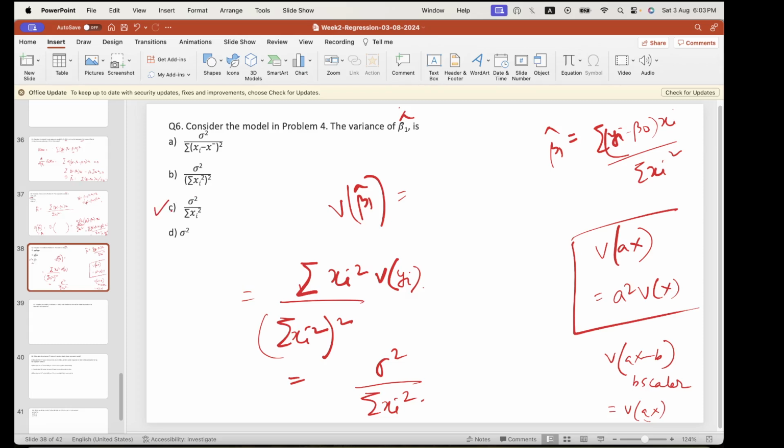Is it clear? 1 by summation xi square whole square comes out. Then variance of summation equals summation of variance. Variance of summation x equals summation of variance x if the xi's are independent, which is true for this case, because the assumption is that the n individual elements do not depend upon each other. So we take summation out and variance in. Then we have xi into this y term. Xi is a scalar, so we take out its square, xi square, and then we have variance of yi minus beta naught. Now beta naught is a scalar, so we ignore it and write variance of yi. Fine, is it okay?